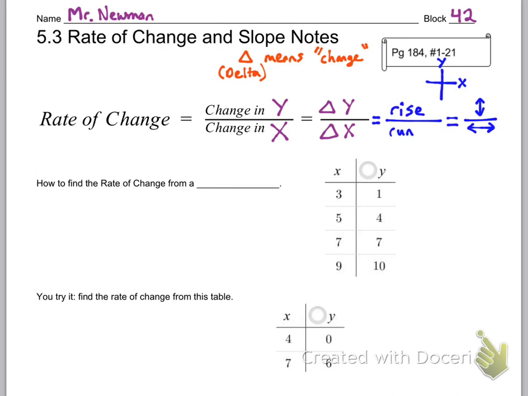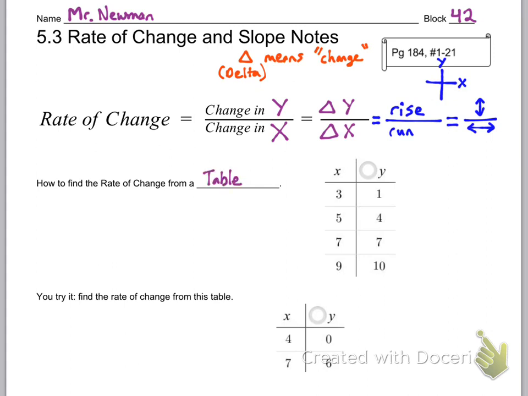It's very important that you remember the change in y must go on top. That's one of the most common mistakes for students to make, is to put delta y on the bottom, because when we're reading points, we put x first. When we're looking at the graph going left and right, we go left and right first. But rate of change always has delta y on the top.